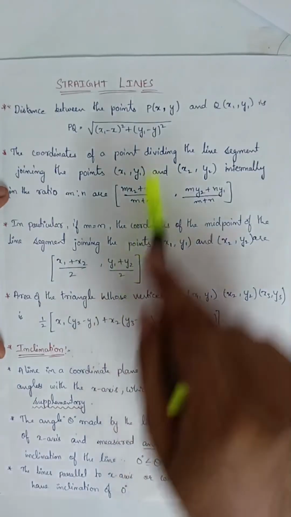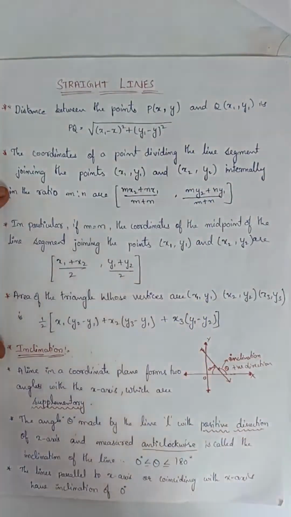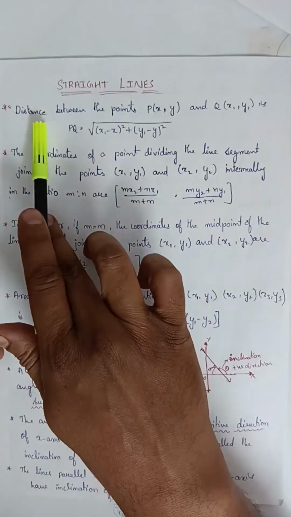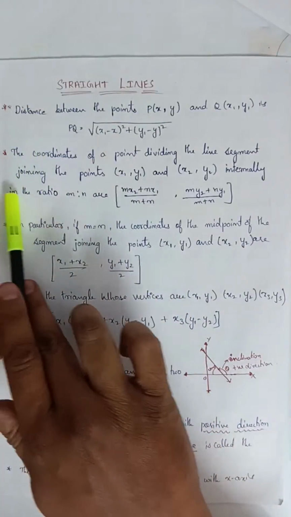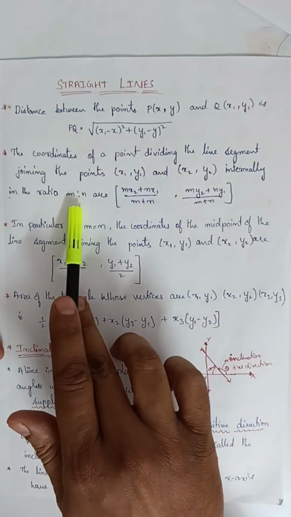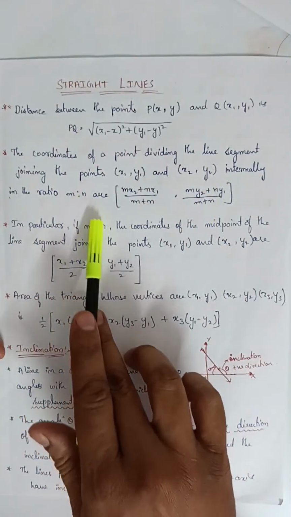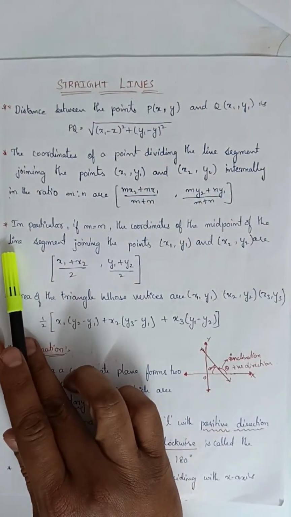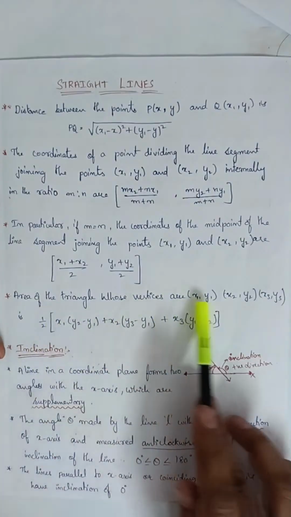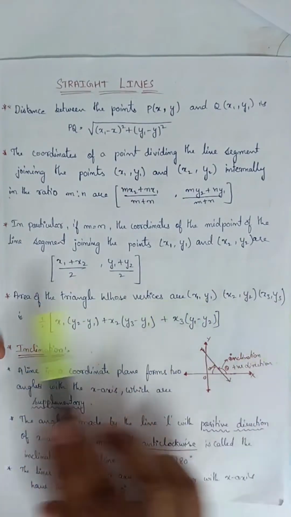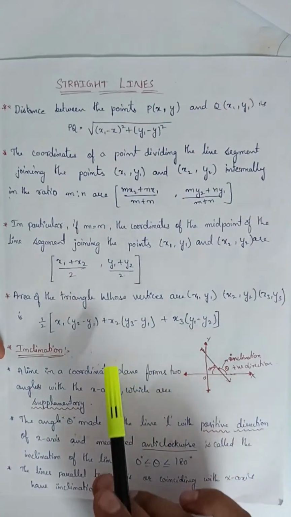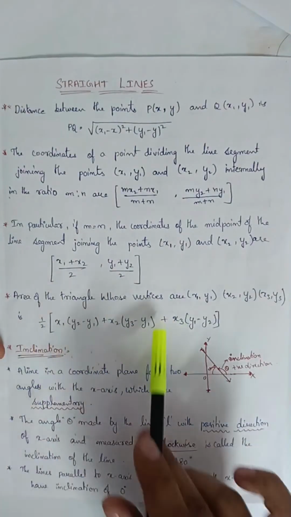So these are the formulas of straight lines, like the distance between 2 points when the 2 points are given, and the ratio m is to n. Similarly, we find the midpoints, and if 3 vertices are given, how to find the area. Means there is a triangle, right? How to find the area of that triangle.